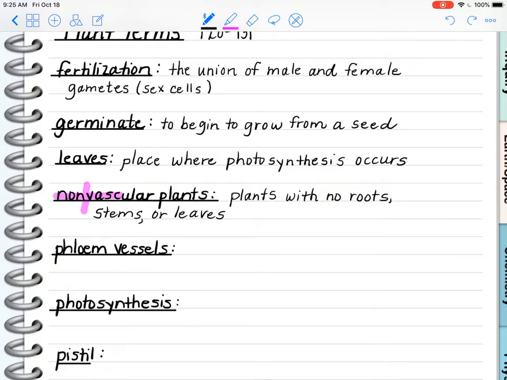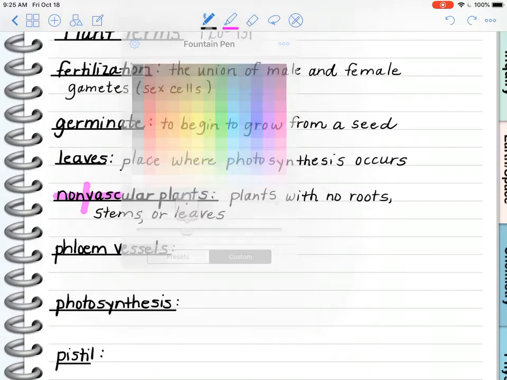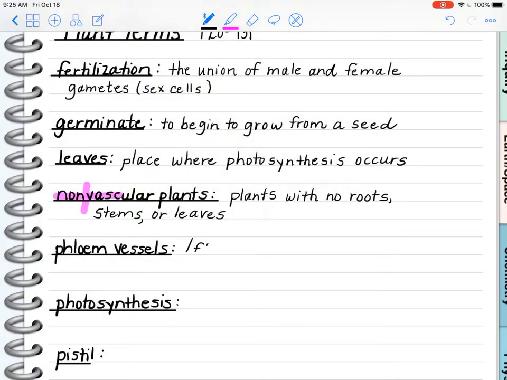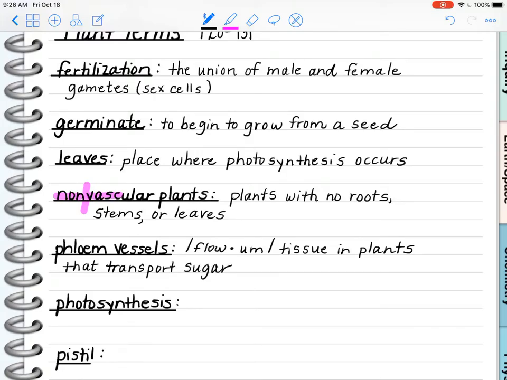Phloem vessels, and let me pronounce phloem for you in a sound spelling. It is phloem. Phloem vessels are the tissues in plants that transport sugar. Plants live on sugar, so these vessels transport that sugar through the plant.